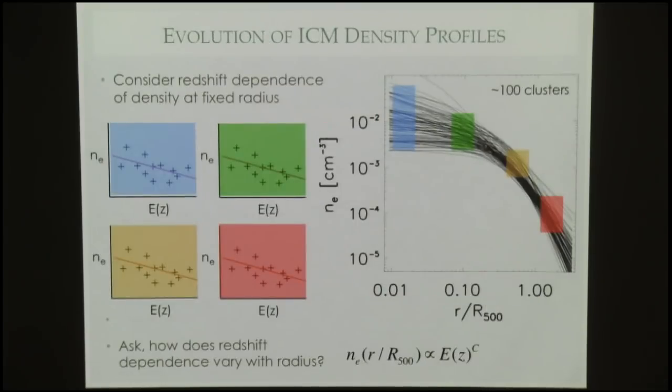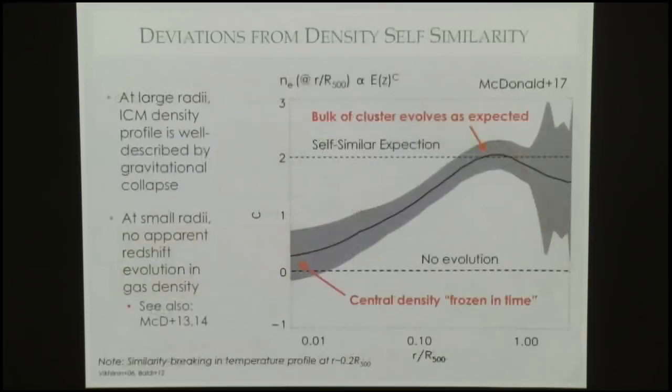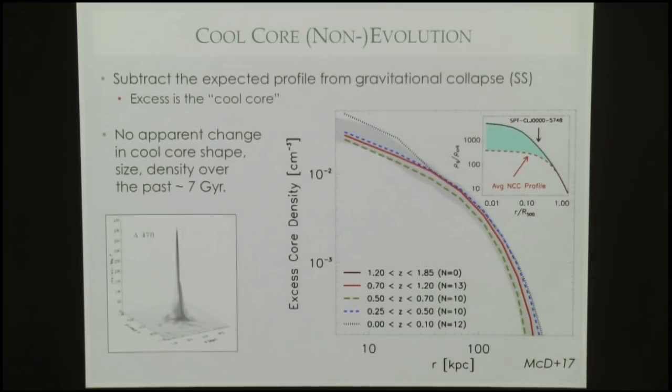So let's look at this a different way. We can go back to this plot, and we can say, well, I know how to evolve a cluster self-similarly. So let me just take the average profile and evolve it self-similarly, so it's at the redshift of every one of my clusters, and subtract that from each cluster. So what I'm left with is the residual above the self-similar expectation. Does that make sense? I hope so, because I'm not going back. So this is the residual above the self-similar expectation as a function of radius. You see this goes out to about 100 kiloparsecs. This is just the central core.